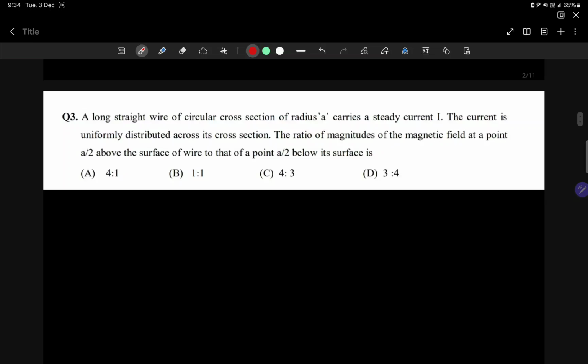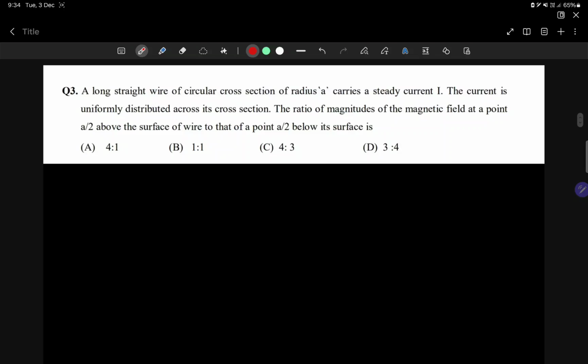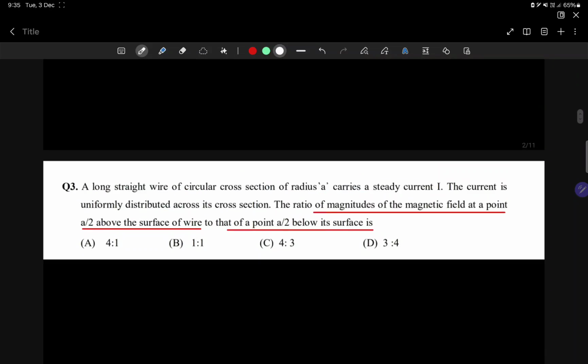Next, question number 3: a long straight wire of circular cross section of radius a carries a steady current I. The current is uniformly distributed across its cross section, and the ratio of magnitude of magnetic field at a point a by 2 above the surface of the wire to that at a point a by 2 below its surface is asked. Before solving this question, we have to know the theoretical part based upon this concept.